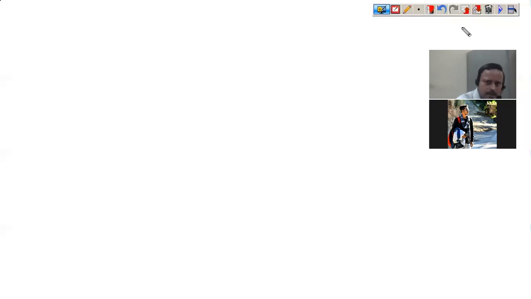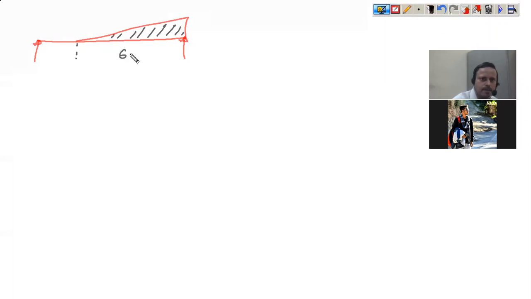So let us continue with Macaulay's method. So now you have another type of load, and that is a uniformly varying load. So let us say this is your uniformly varying load, and this is having a certain magnitude. Let us say this is 6 meters and this is 4 meters. Let us say the magnitude is 60 Newton per meter, the maximum magnitude.